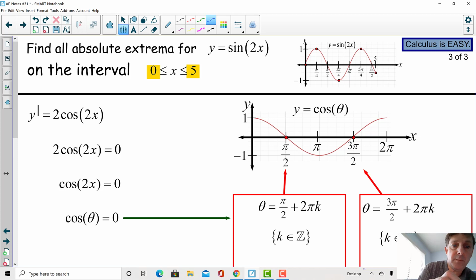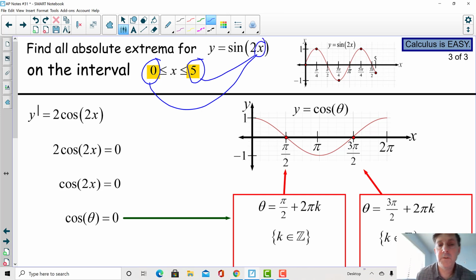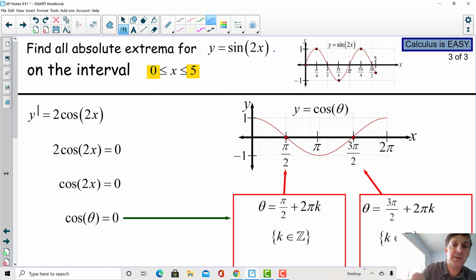Remember, we're going to use our endpoints, so we'll plug in 0 and we'll plug in 5. We're going to plug them into our original function, and then we're just going to see how big the value is, see how small the value is. Okay, we also are going to have to find our critical numbers and check the value of our function at those critical number values as well.